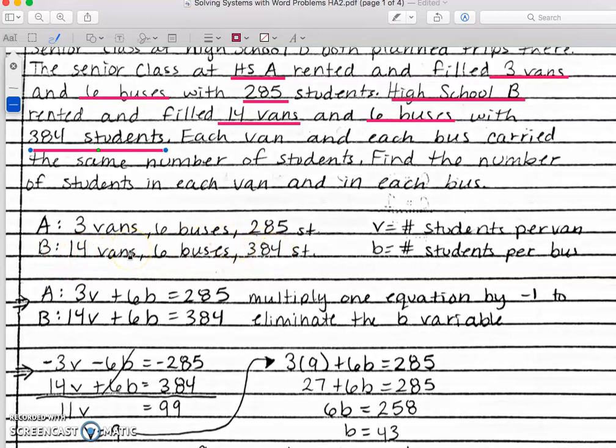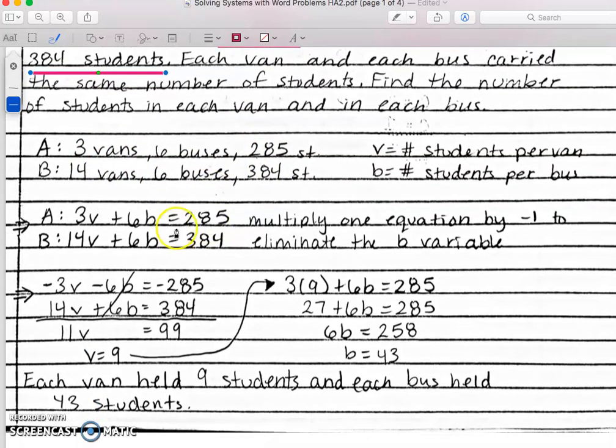So it's pretty obvious to me that I'm going to need some variable to represent the number of students on each van and some variable to represent the number of students on each bus. So that's what I did. Once I had these, I just took this information and put it into an equation for each school. So my first equation for school A is 3v plus 6b equals 285. My equation for school B is 14v plus 6b equals 384.